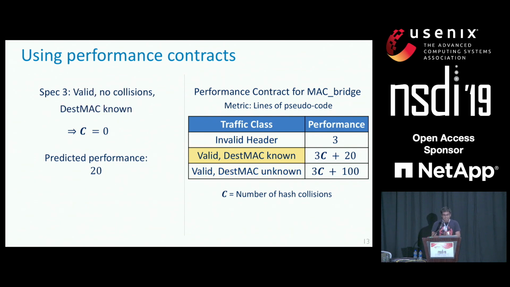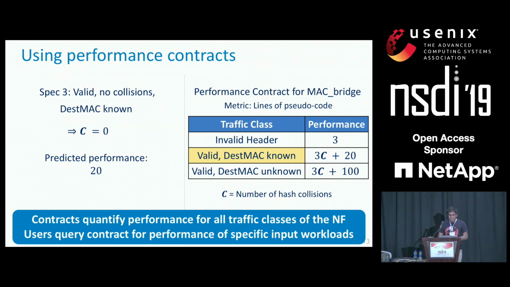And finally, if the user specifically constrains the input workload to valid traffic whose destination MAC address is known and suffers no collisions, the contract is going to return the value 20. Now, in this toy example, we had only 3 traffic classes. But for any realistic NF, you're going to have between several hundred to a few thousand traffic classes. And there you can really appreciate the value of being able to progressively add constraints to the workload specification to understand performance at finer and finer granularities.